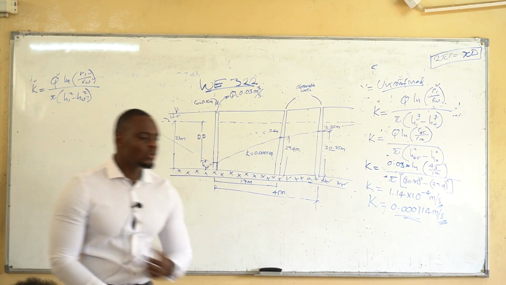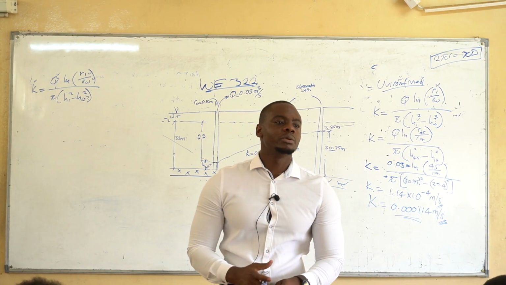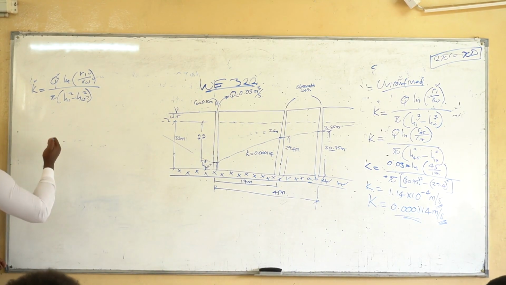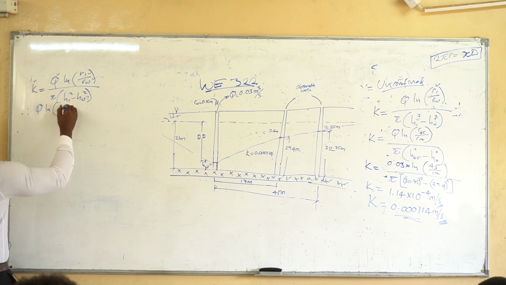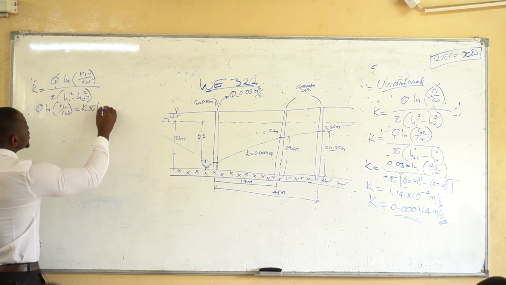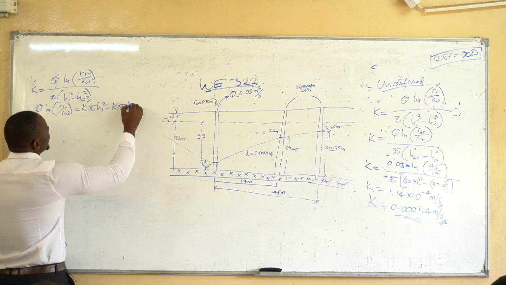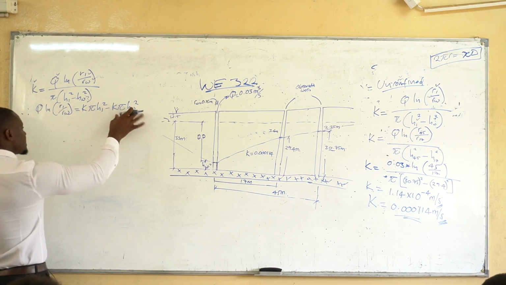Now, because we are good mathematicians and we don't need to go through a step-by-step process of making HW the subject, we can just write it. Or we can try to do this, just a quick one. I hope I don't take too much space here. So Q ln(R1 over RW) is equal to K pi H1 squared minus K pi HW squared. Is this okay? And then we're trying to make this a subject.